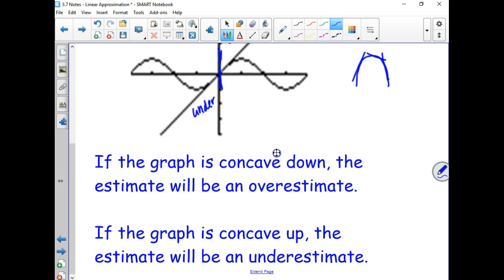If the graph is concave up, the estimate has to be an underestimate, because if the graph is concave up, then that tangent line has to lie below. So not only can you know a pretty close approximation, if you take a second derivative and plug in that value, you can know whether it's an overestimate, whether you're too high or too low.